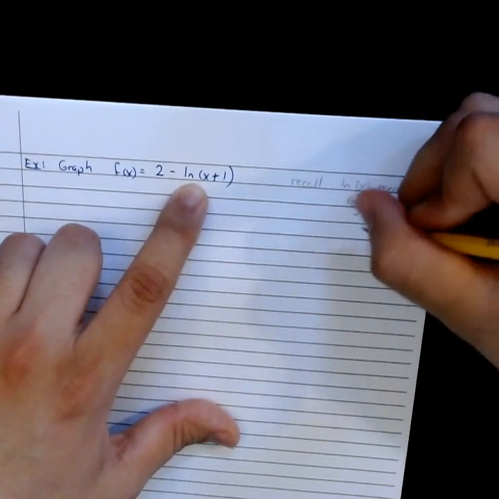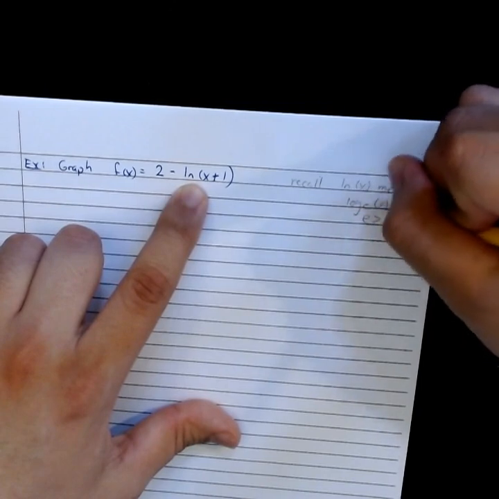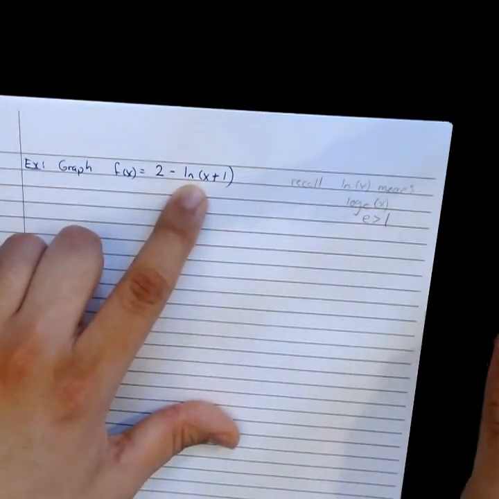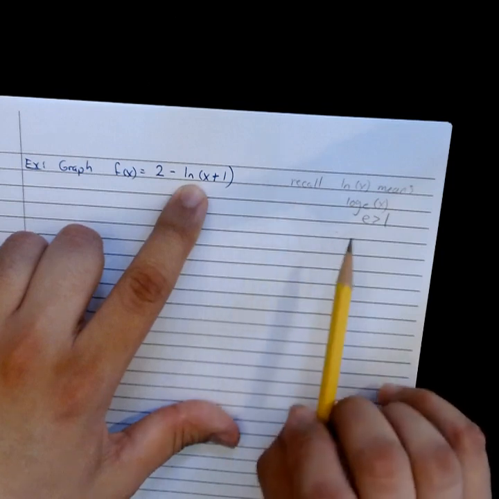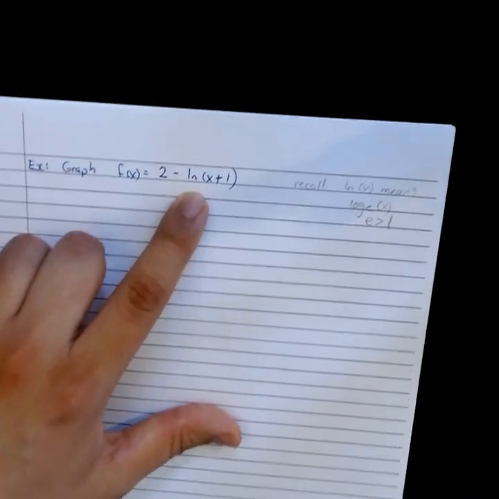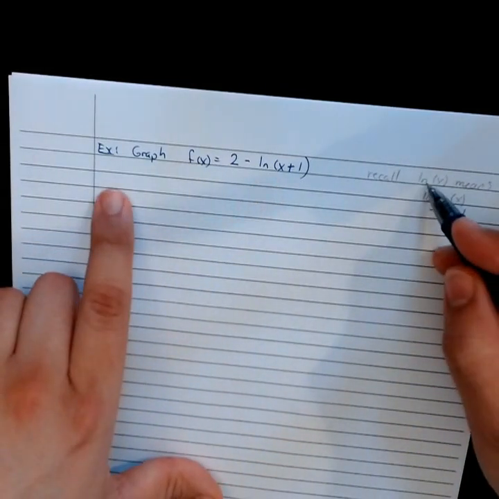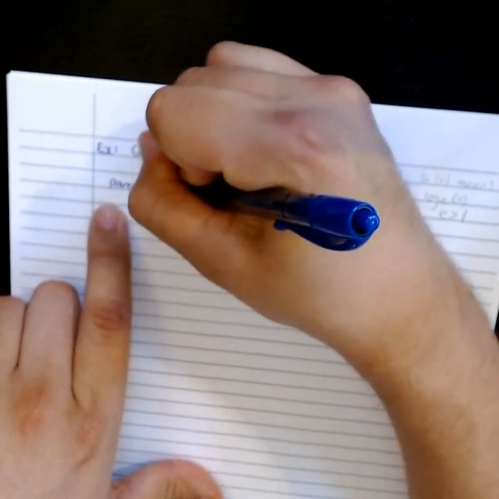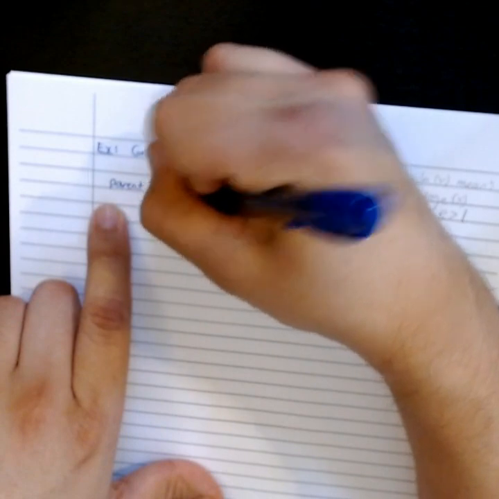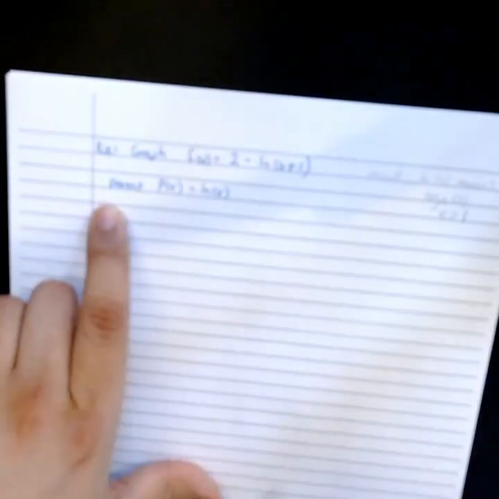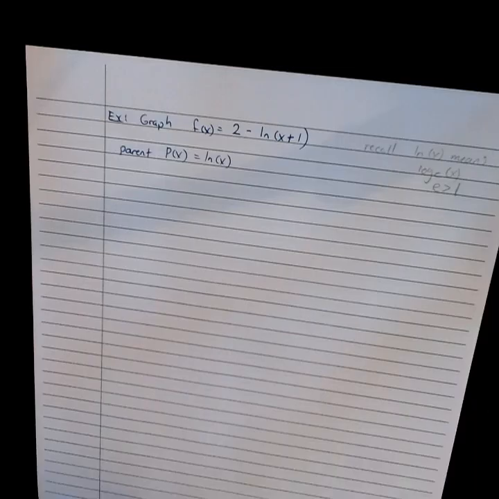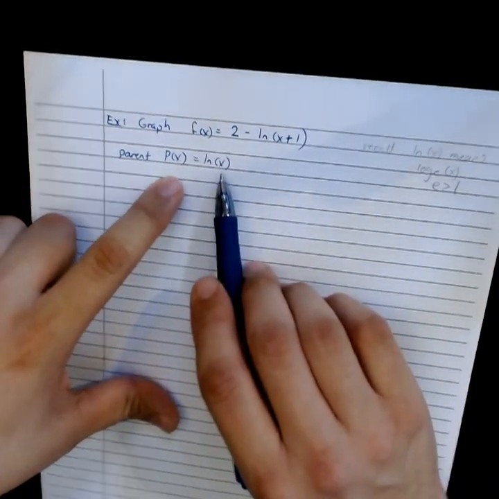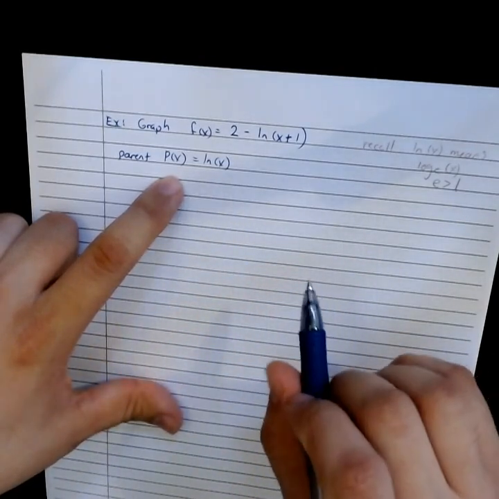So here, recall, that just means a logarithm base e. And since e is greater than 1, e is about 2.7, give or take, then that means that this will still be logarithmic growth. All right, so let's go and start off with that. Our parent function is the natural log of x. And since that base is greater than 1, that means that your function will have a growing pattern. It'll be logarithmic growth.